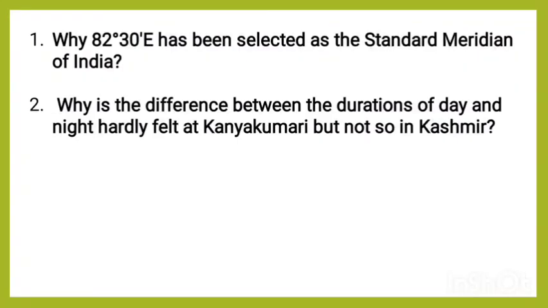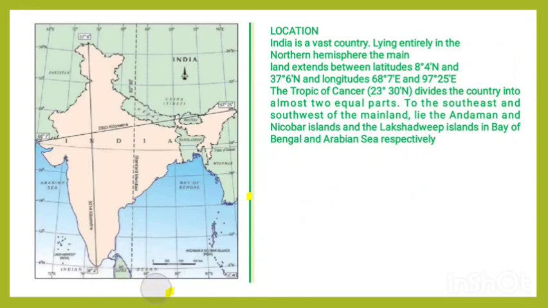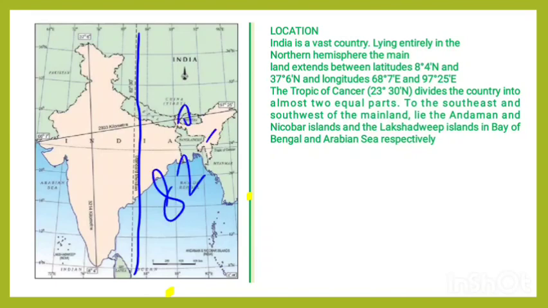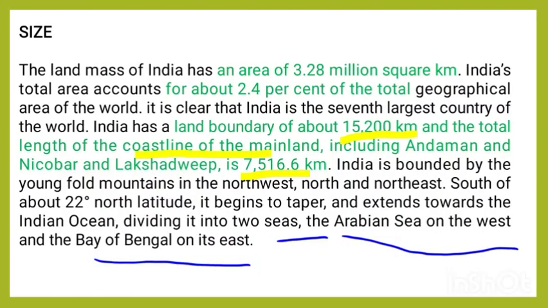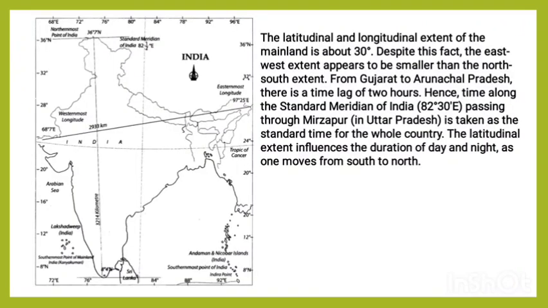Okay, now let's try to understand why 82 degree 30 minutes is selected as the standard meridian of our India. With the help of math, we try to understand it. See, this is 82 degree 30 minute east, which passes through Mirzapur, Uttar Pradesh. It is called the standard meridian. Why is it called standard meridian?